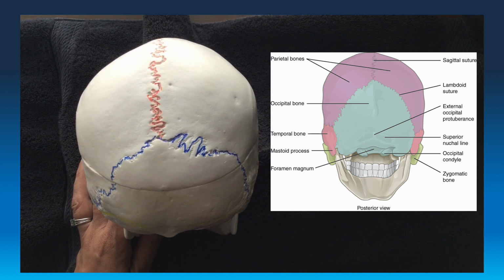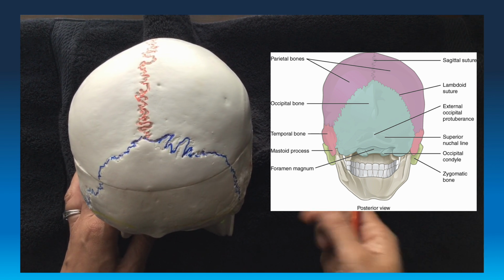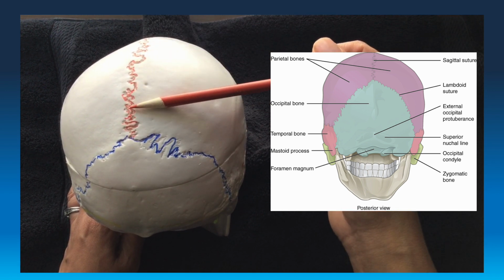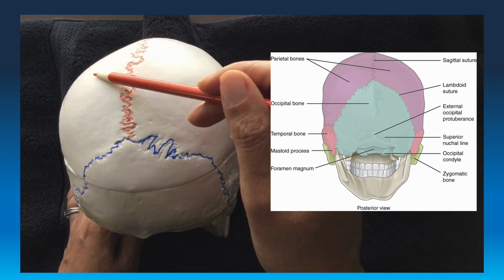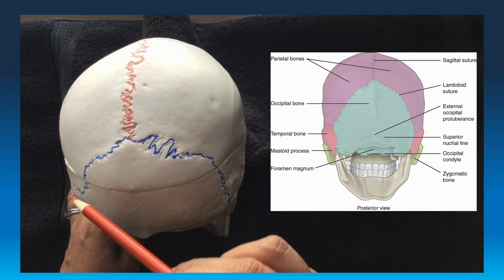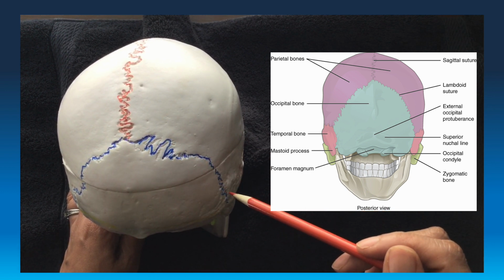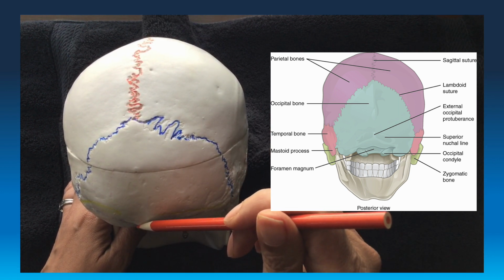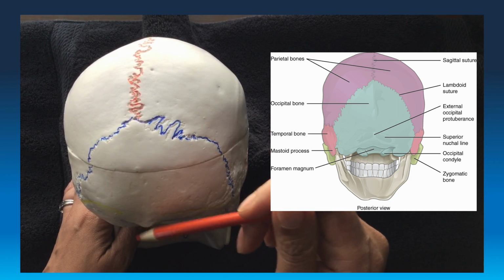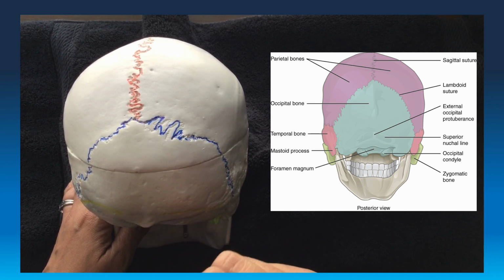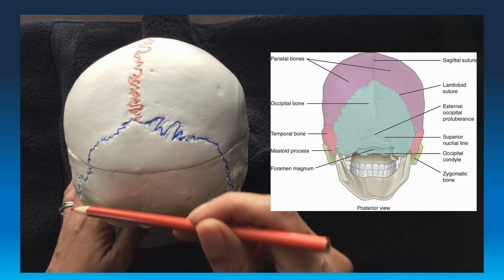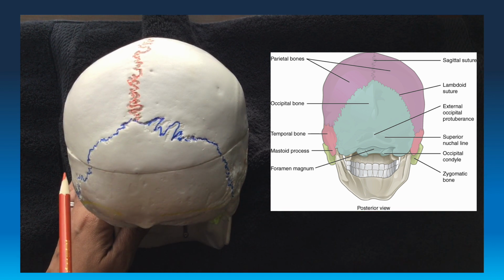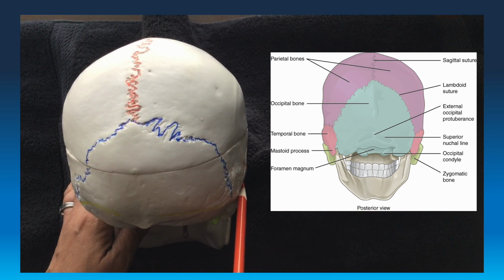We have to take a peek at the posterior, of course. That's the only part we've sort of ignored, right? So here we've got the sagittal suture. Up here, parietal bones, occipital bone, obviously. The blue is the lambdoid suture. And then this little bony prominence is your external occipital protuberance. And you can feel that fairly easily. And then we've got the superior nuchal line, temporal bones on either side.